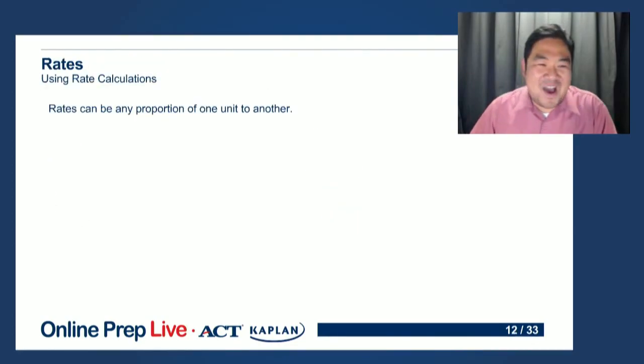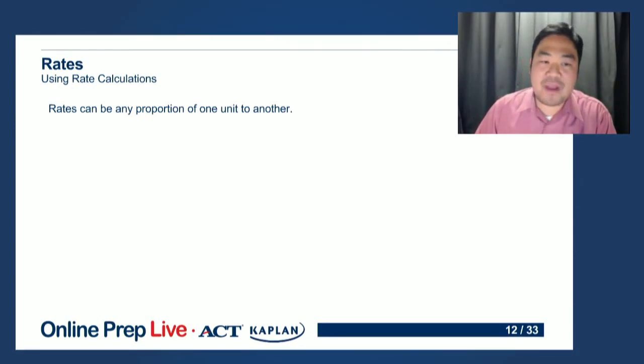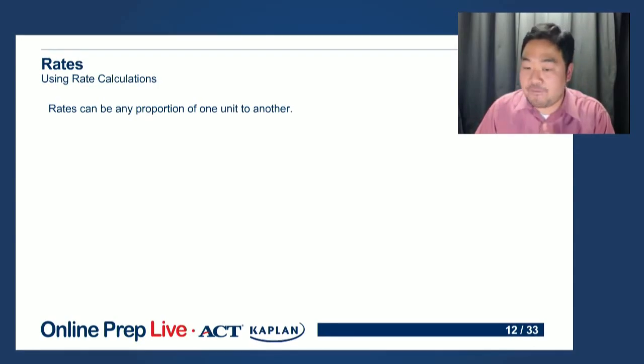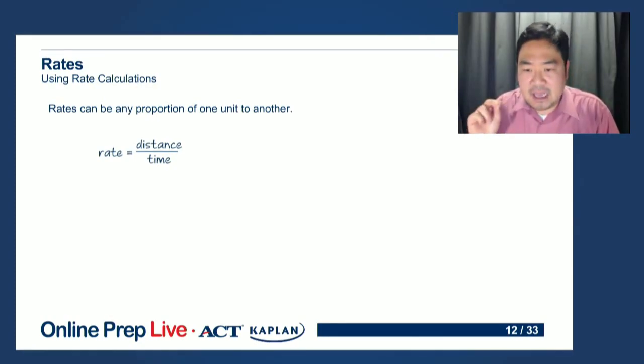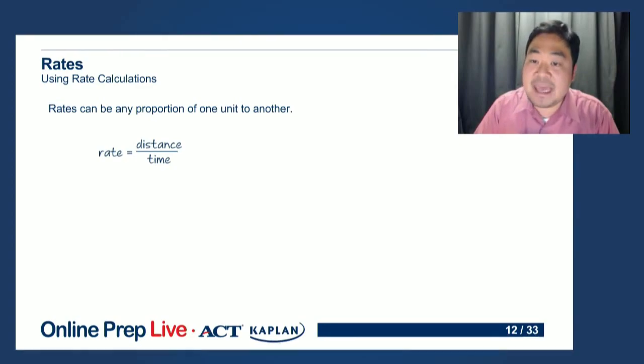All right, one more algebra concept before we shift gears and look at geometry. And this deals with rate questions. Rates can be any proportion of one unit to another. For example, one of the most common rates deals with speed. Speed is a rate. Distance divided by time refers to a rate. Distance divided by time is the speed.